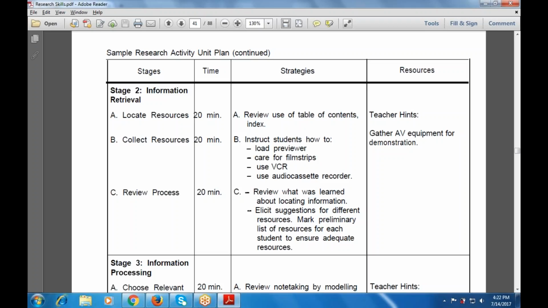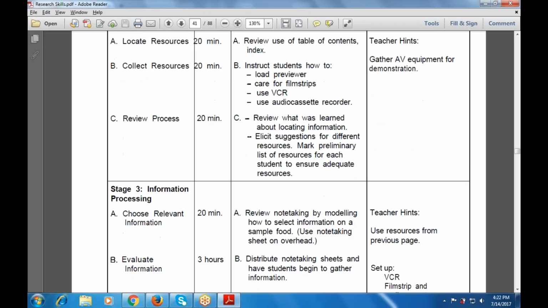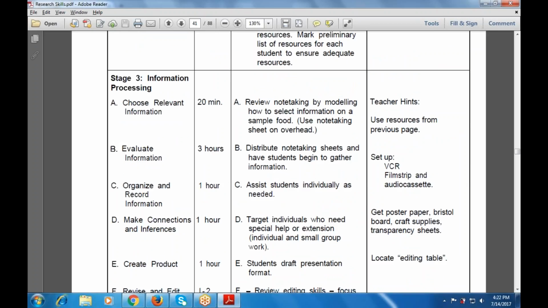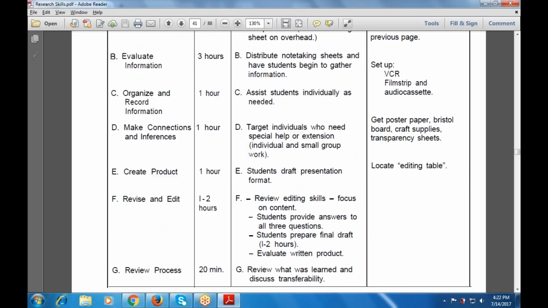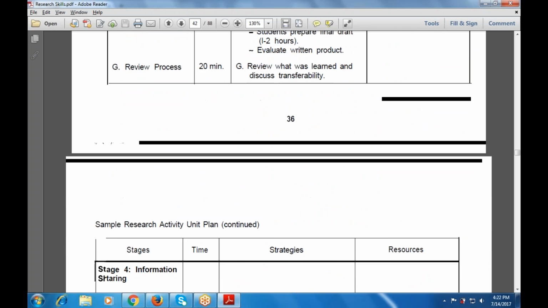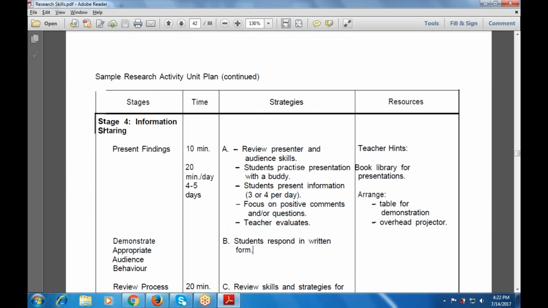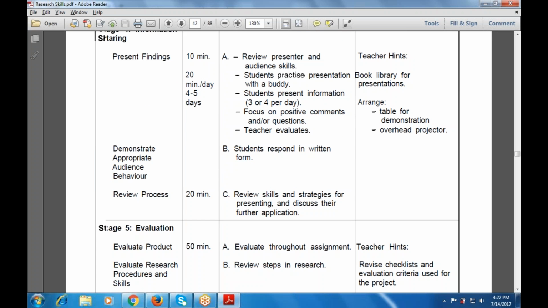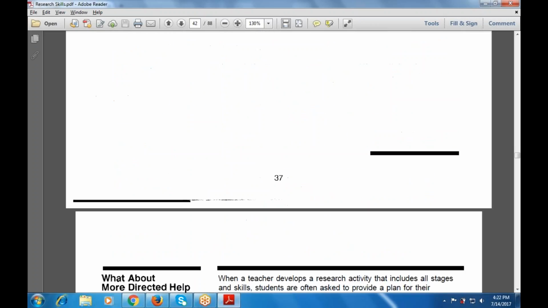In the review process, review what was learned about locating information. What are the various suggestions for different resources? Mark the investigation list of the resources for each student to ensure adequate resources. Then information processing. Then information sharing. At last, there is an evaluation.